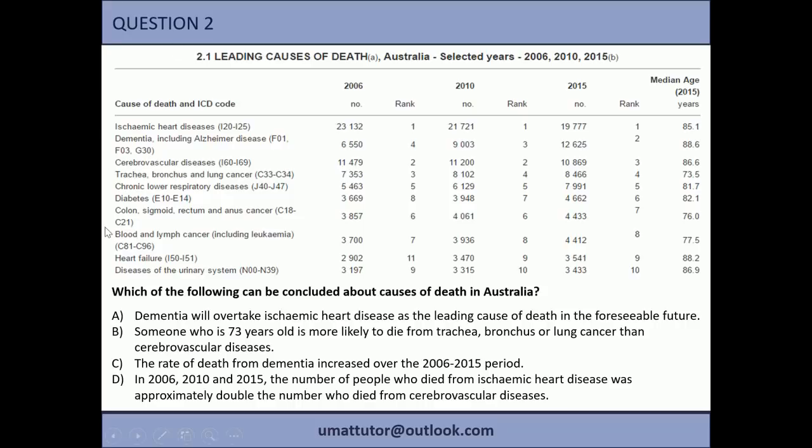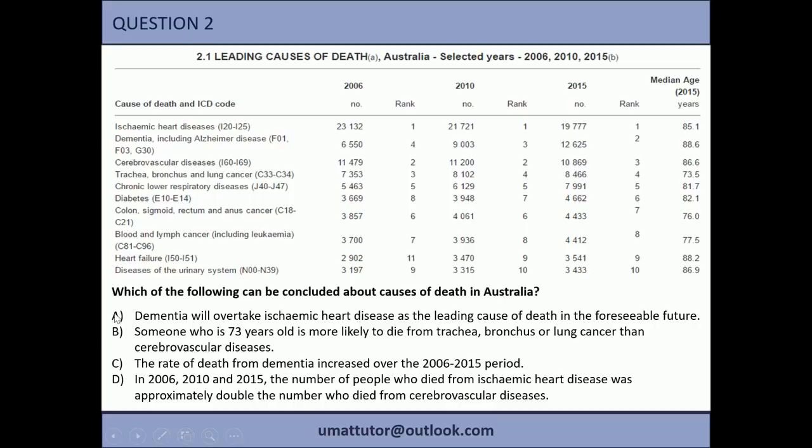Question 2 now. It's the same table, and almost the same question. The only slight difference is now the question includes causes of death in Australia. So you don't need to be quite as pedantic about finding the words causes of death or in Australia in your answers because they're already given to you in the question. Apart from that, it's the same process for solving it. We go through the answers one by one and just see which is the best of the four.